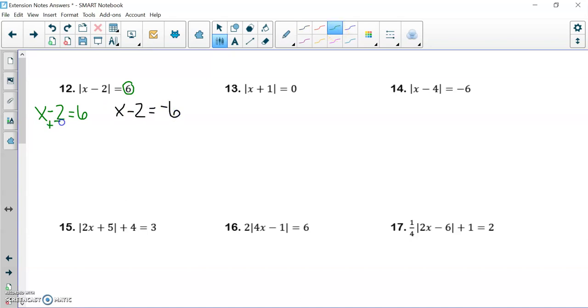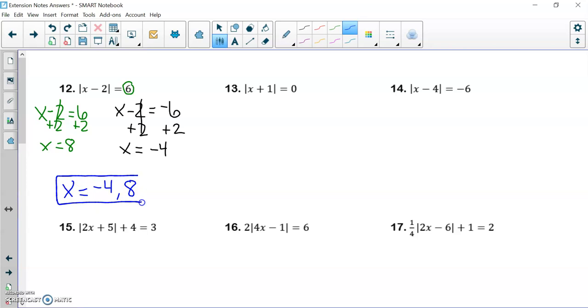Solving my green equation, adding 2 to both sides, I get x is equal to 8. Solving my black equation by adding 2 to both sides, I get x is equal to negative 4. So my 2 answers, x could be equal to negative 4, but could also be equal to 8 to make this equation true.